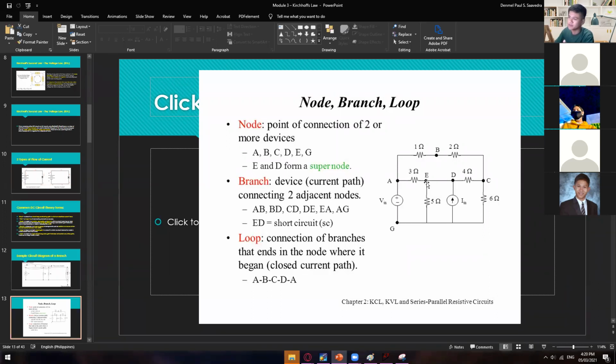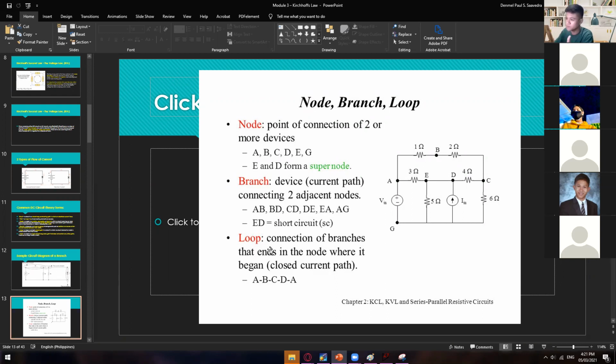Like for example, this one has a junction on the left side, a junction on the bottom side, and then a junction on the right side. So these are the main nodes of this circuit. And then for the branch, of course, it's only two nodes. So A, B, B, C, C, D, D, E, E, A, A, G, E, G, and so on and so forth, as long as it has a component between those two nodes.